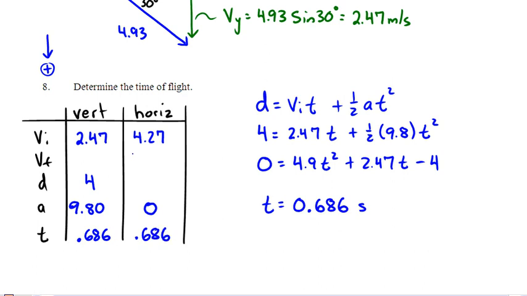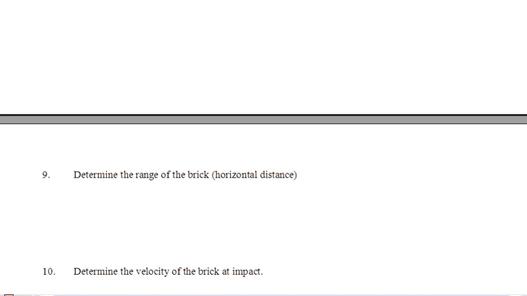Hey, another thing I can put in my table is this horizontal final velocity, 4.27. That is never going to change. So that just leaves us with a couple of spots left in the table. Number 9 is how far does it go sideways? The horizontal D right here. So let's do that. That's actually pretty easy to do now.